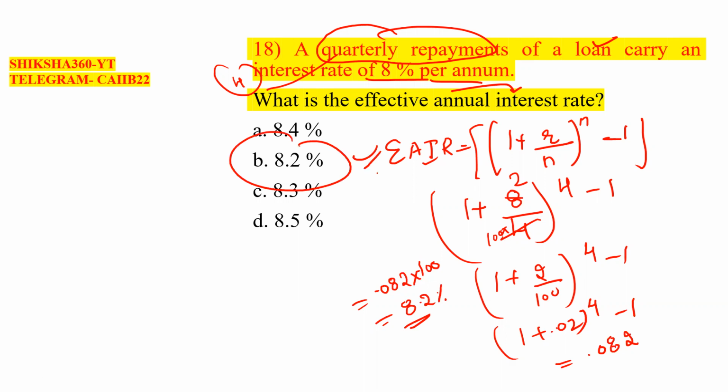So what is the effective annual rate? The effective annual interest rate is equal to (1 plus R by N) power N minus 1. We have to multiply by 100 because we have to represent it in the form of percentage. Now move to question number 19.